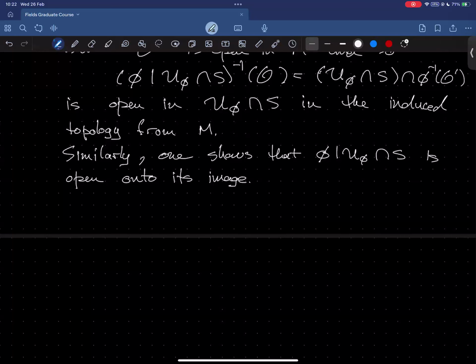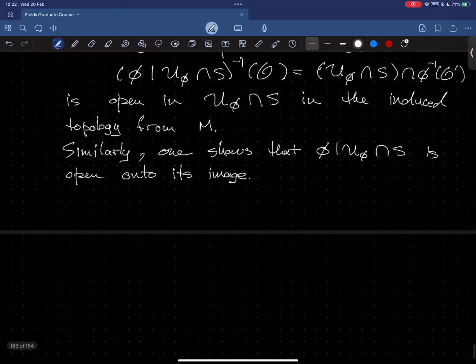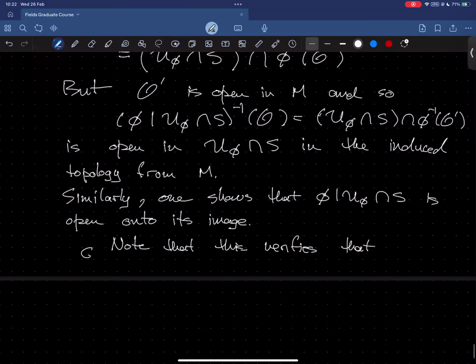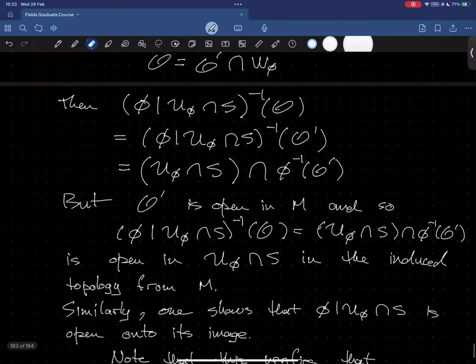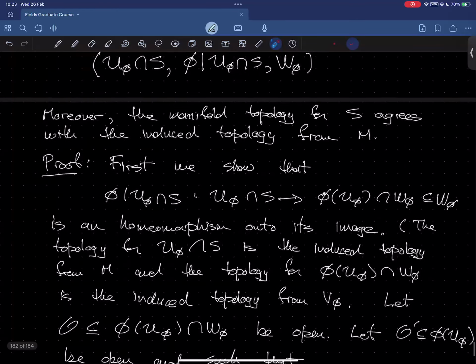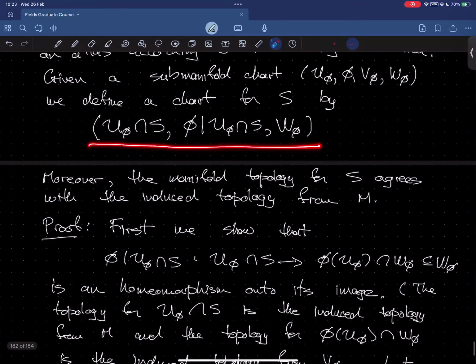Good. So what does this show? Notice that this verifies that we need to verify that our potential charts, the things which we've proposed to be charts, are in fact charts.